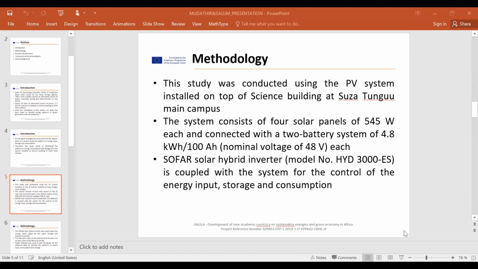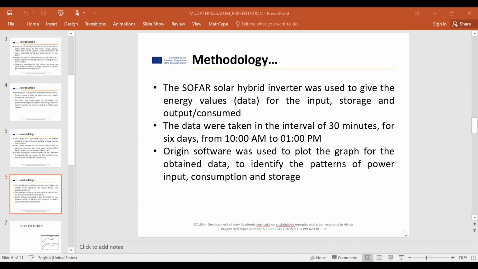The system consists of 4 solar panels of 545 watts. The data were taken at intervals of 30 minutes for 6 days, from 10 a.m. to 1 p.m. Our data was analyzed using Origin software, which was used to plot graphs so as to identify the pattern of energy generation, consumption and storage.